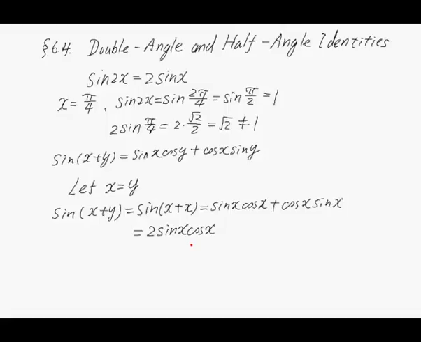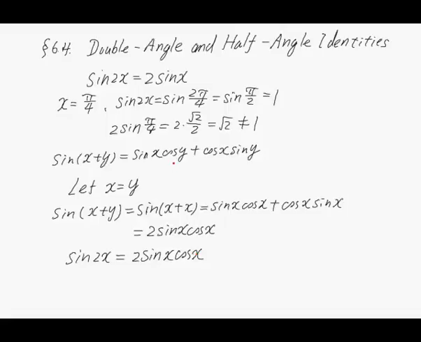Okay, so now we got the identity for the double angle for sine. So the sine of 2x is equal to 2 times sine x times cosine x. This is the double angle identity for sine.